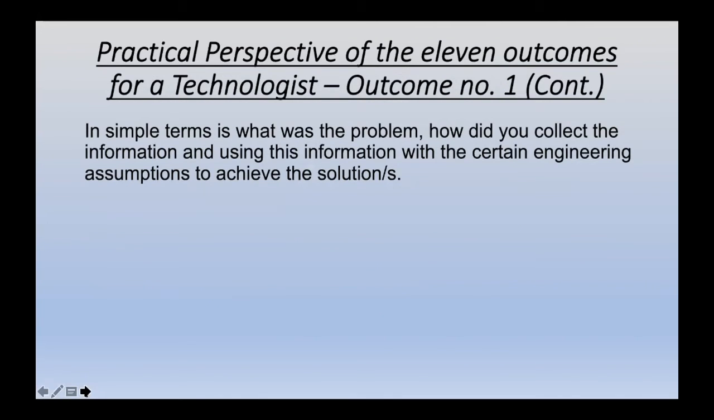Now, in simple terms, it means what was the problem? How did you collect the information? And using this information with certain engineering assumptions to achieve the solution or solutions. Next slide.